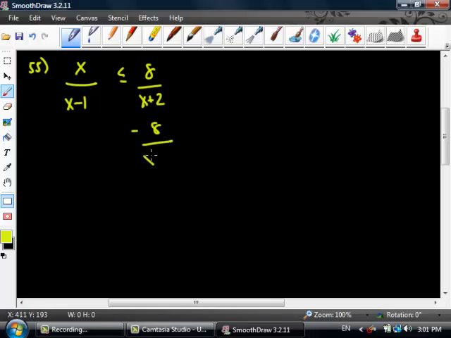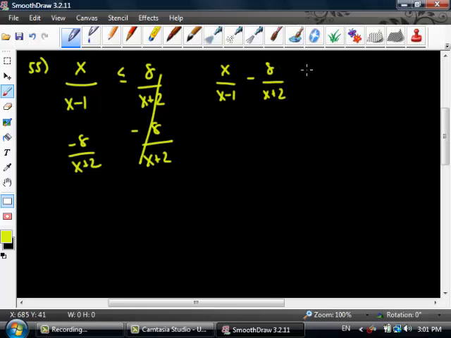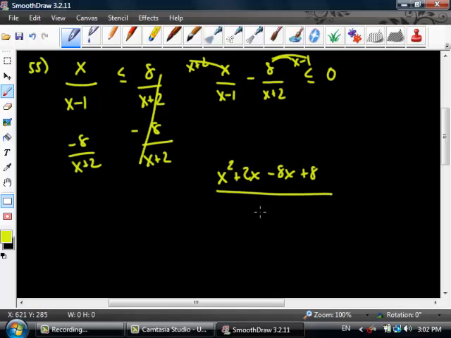So I'm going to subtract 8 over x plus 2 from both sides. So I get x over x minus 1 minus 8 over x plus 2 is less than or equal to 0. Now, find a common denominator. This side needs an x plus 2. This side needs an x minus 1. So what I have is x squared plus 2x. That goes away. Negative 8x. Positive 8 all over my common denominator, less than or equal to 0.